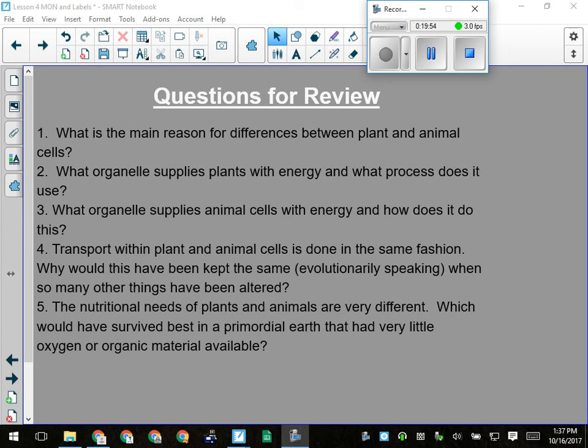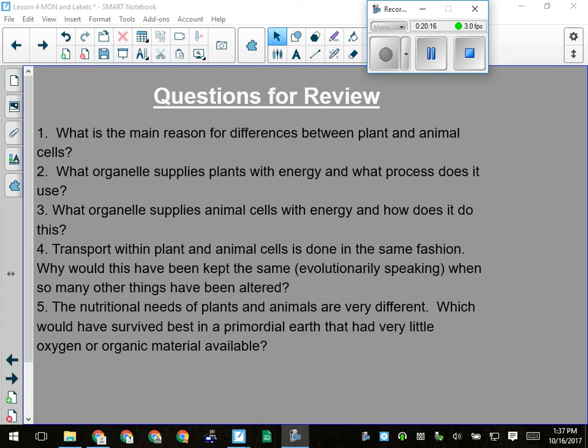So what's the main reason for the differences between plant and animal cells? Essentially 3 words. Was the name of this lesson. Modes of nutrition, right? That's the main reason for the differences. The way that they get their energy is different, therefore they need special structures in order to make that happen.